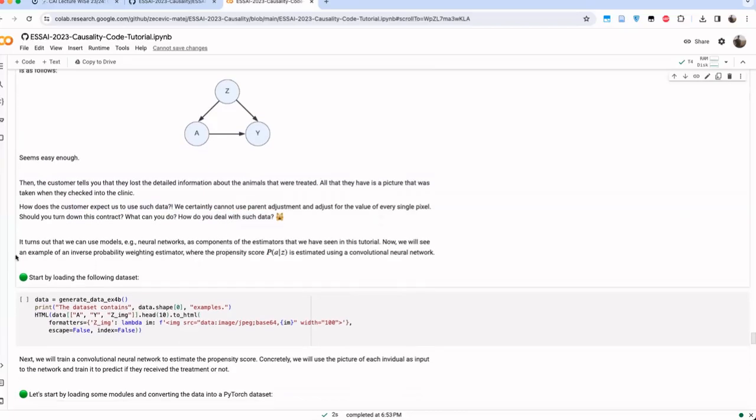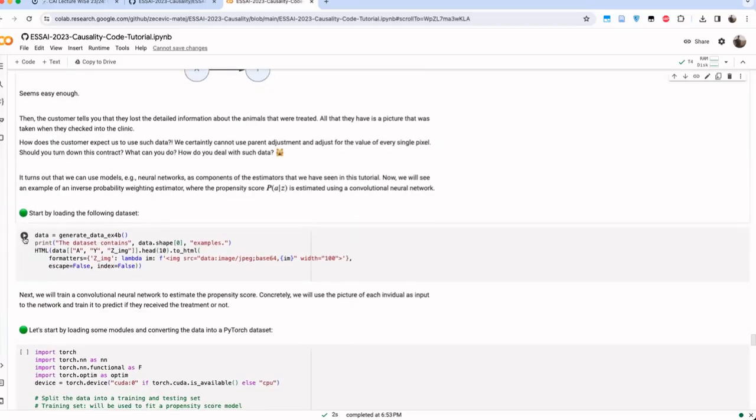And yeah, let's try this. Let's take up this challenge. So we could consider, of course, neural networks to deal with the high dimensional data, at least as a part of our estimator. And then what we can use is this technique of inverse probability weighting, where this propensity score, so again, the probability of getting treated given your parameters, would be estimated using a convolutional neural network. So we are really trying to figure out whether someone got treated based on the picture. And because it's a picture, we say, okay, we are also machine learning practitioners, something like a CNN would be a good thing.